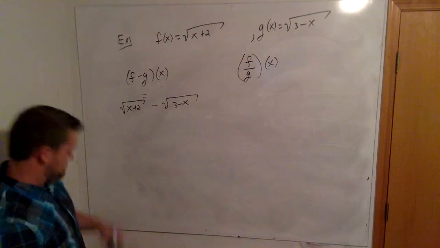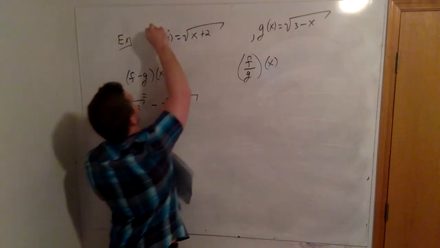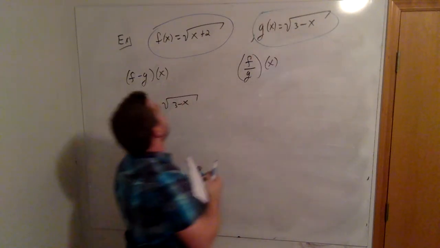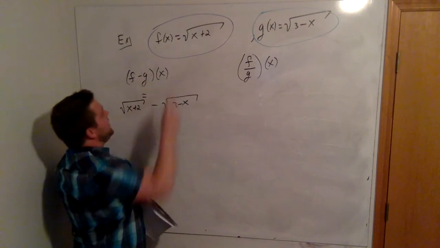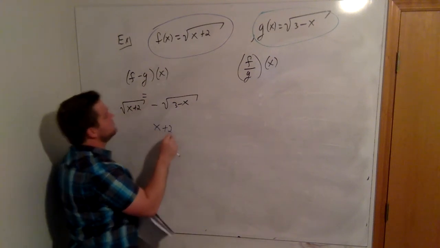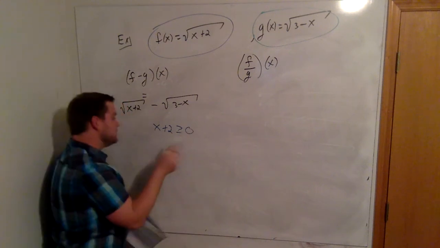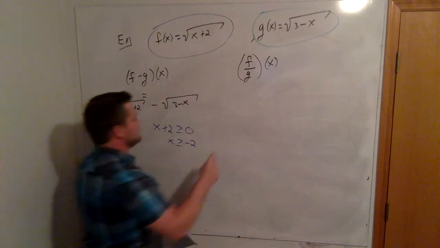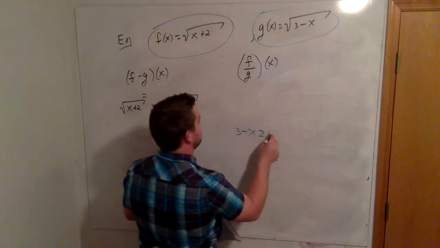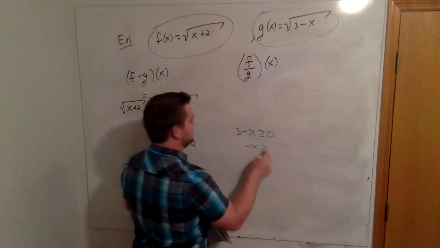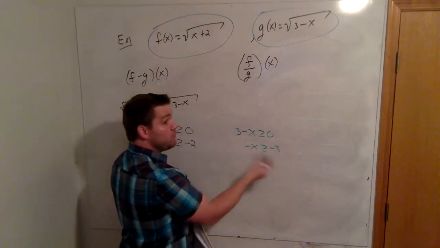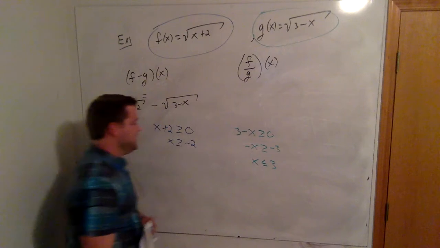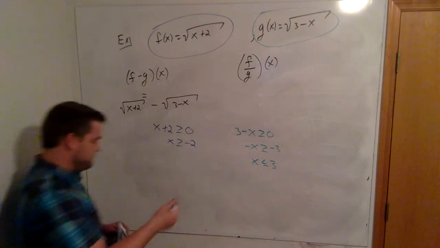Now let's think about its domain. Let's draw its domain. Here's the domain of f in blue and the domain of g in green. Okay, so what needs to be true for f? Well, we need x plus 2 to be greater than or equal to 0, so we need x to be greater than or equal to -2. And for g, we need 3 minus x to be greater than or equal to 0, so we need negative x to be greater than or equal to -3. Multiply both sides by a negative, that'll flip the inequality sign, so x will be less than or equal to 3. Okay, let's sketch this.